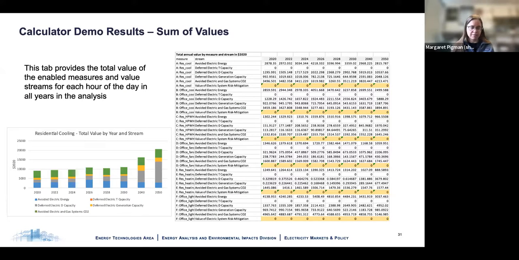This next tabular output is really what is used to make the net present value graph, but you can also look at it in other ways because it's the annual sum of the value of each measure and value stream by year. So you could look, for example, at the value over time of a particular measure. Next slide, please.